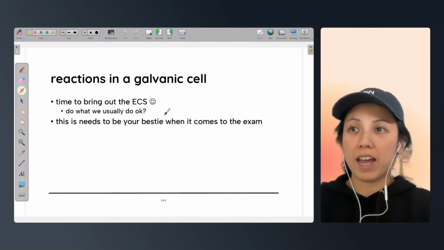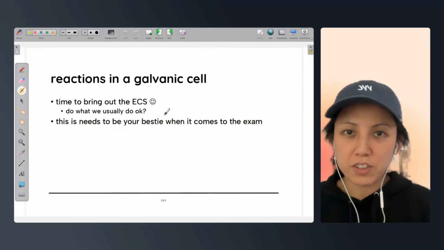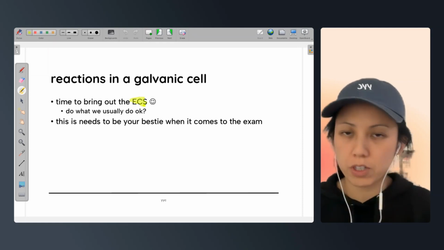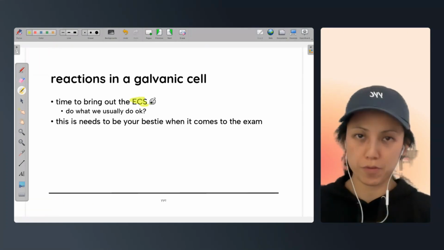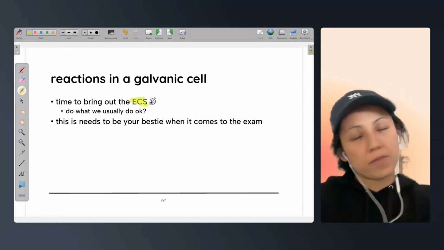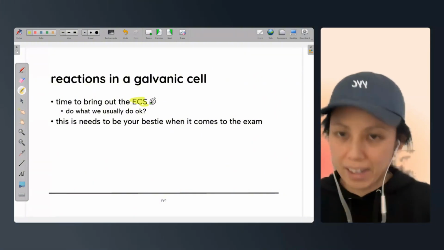Reactions in a galvanic cell, how do you pick them out? Time to use the electrochemical series. As I said, the redox electrochemical series, you really have to know how to read that. And by doing that, you can figure out any redox reactions that are occurring in any cell.